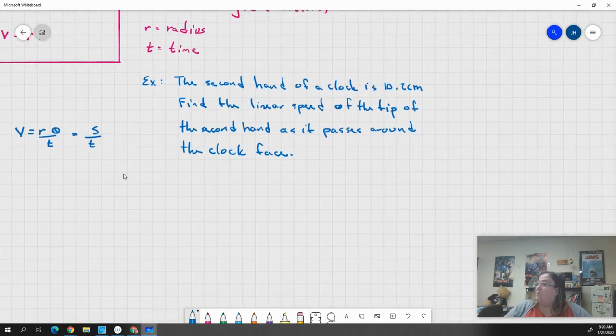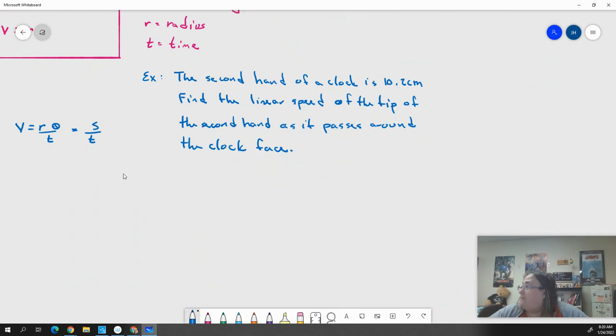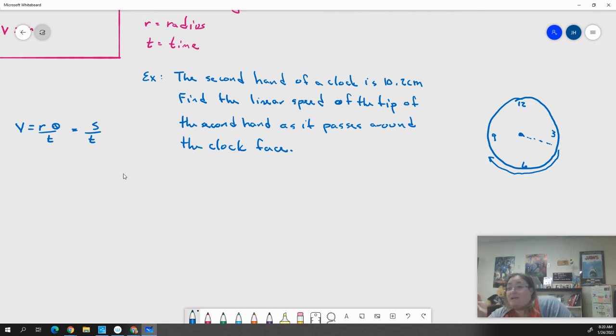So let's think about a clock, right? If I've got a clock and we're saying the second hand, we're only going to put the second hand in there. We got 12, 3, 6, 9, and then all the times in between. So say my second hand starts here, and it's going to make its way all the way around at the same speed, 1 second at a time. For a whole minute, it's going to go around.